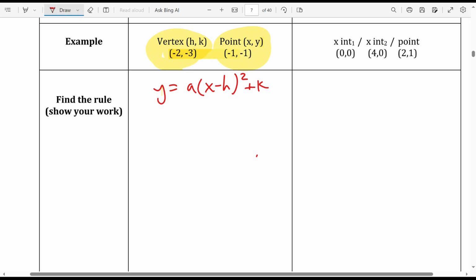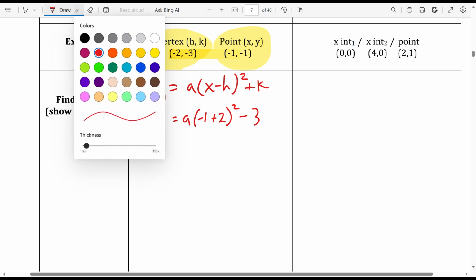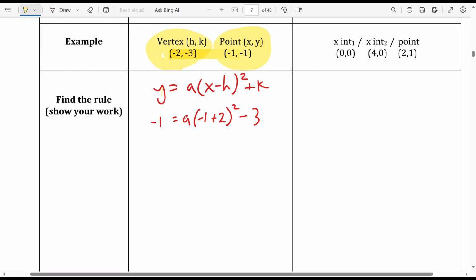Now I've made all these guys negative just to show you what's going to happen in these instances. So h and k, that's going to be plus 2 squared. That's going to be negative 3. The x value is going to be negative 1. The a is the only thing I don't know, and the y will be negative 1. So at this stage of this question, the only thing that's missing is that a right there. And that's what I'm trying to solve for.